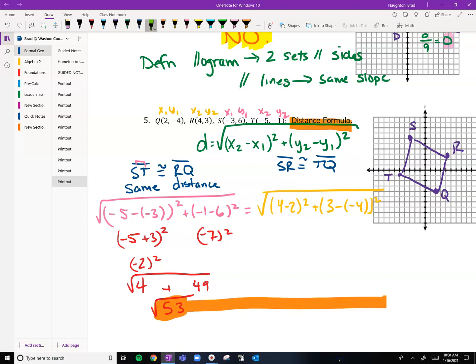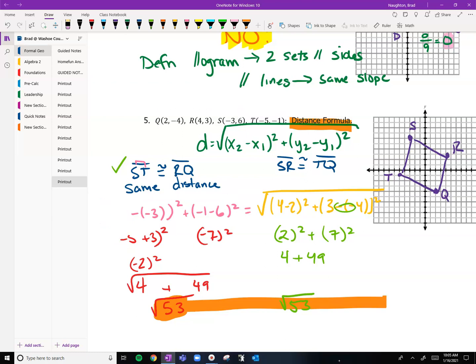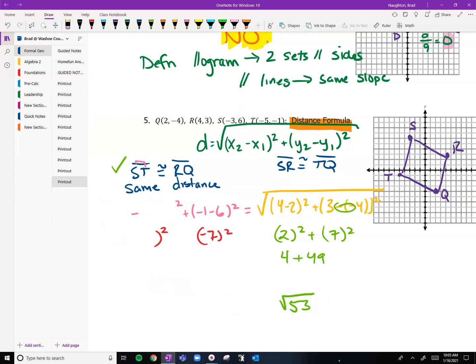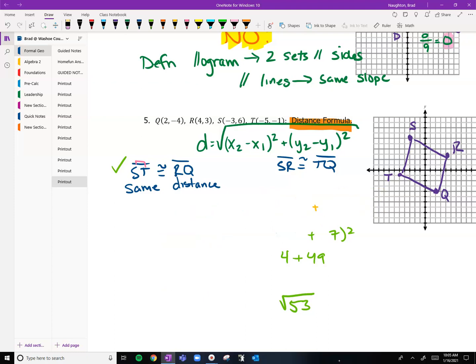So let's take a gander. 4 minus 2 is going to be 2 squared, plus a negative, and negative is going to be a positive. That's 7 squared. So 4 plus 49, yay, square root of 53. So we've checked off that those are indeed congruent. So now we have to do the other two. So I'm going to erase this, and I'm going to erase this. You can go back if you need it and hit the rewind button here on YouTube, but just for the sake of space.